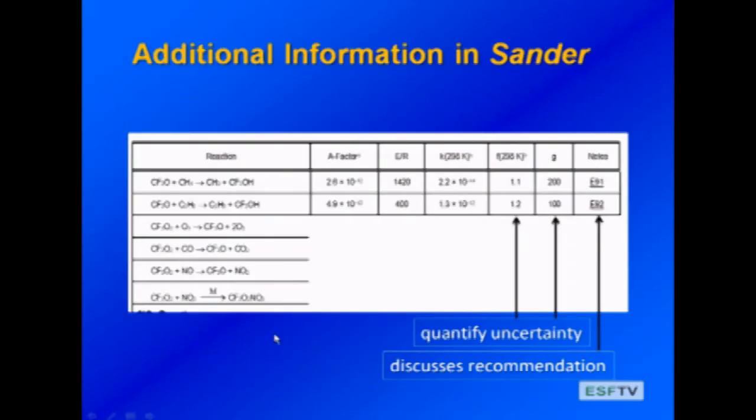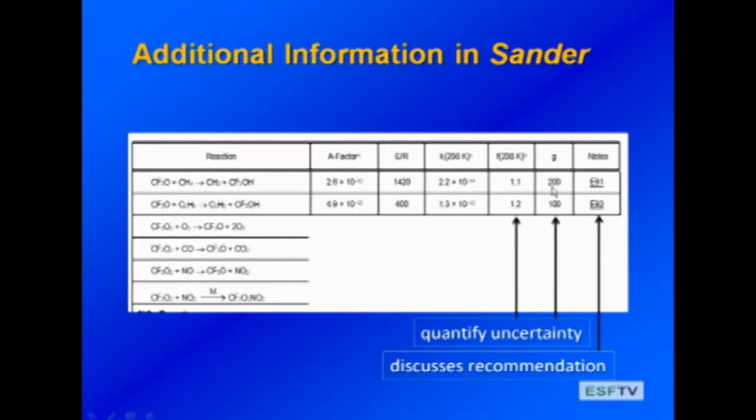This work by Sander et al. has additional information. So here's the same reaction, same A factor. This shows the whole page. It has 3 more columns. The F at 298 K is the uncertainty at room temperature. So if you multiply the room temperature rate constant by 1.1 or divide it by 1.1, you'll get their estimate of how uncertain the room temperature rate constant is. This is explained in more detail in the introduction to Table 1.